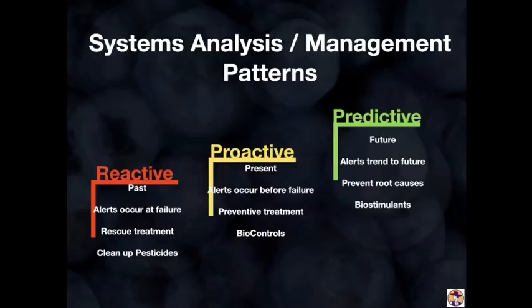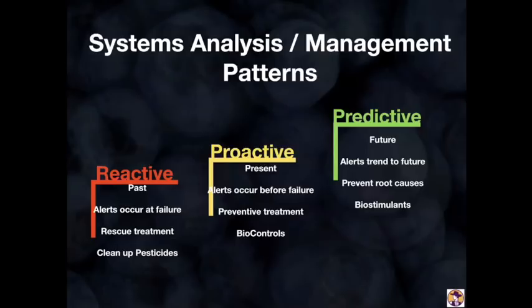So perhaps we're working with a crop scout who might notify us that there are spider mites in the region, in the area, and even though we don't have spider mites on our farm yet, we know that they're likely to be there at some point. And so we are able to use preventative treatments using biocontrols or using softer treatment modalities to try to prevent problems from actually showing up in the first place. And then there is the third level of management, which is referred to as predictive management.